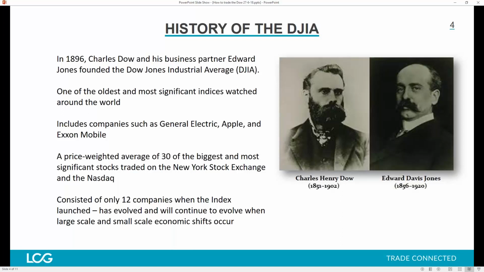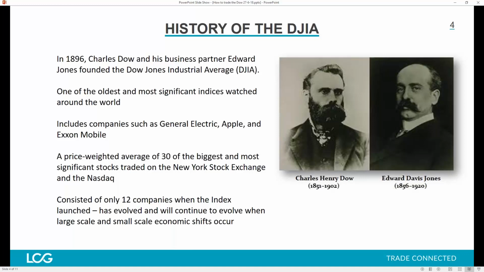It's a price-weighted average, so we'll get into that a little bit more in a minute, of 30 of the biggest and most significant stocks traded on both the New York Stock Exchange and the NASDAQ. So a careful distinction here between indices and exchanges, obviously. It's not like the NYSE Composite, which is almost everything traded within specifically the NYSE, but misses the NASDAQ, or the NASDAQ 100, which obviously only involves NASDAQ stocks. So this is an index which includes both those major exchanges.